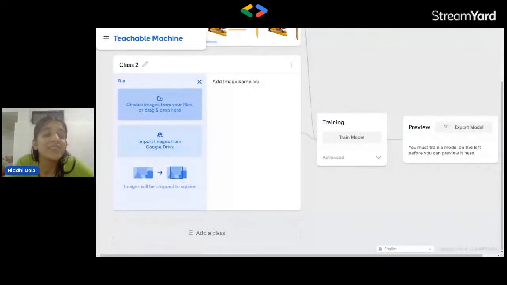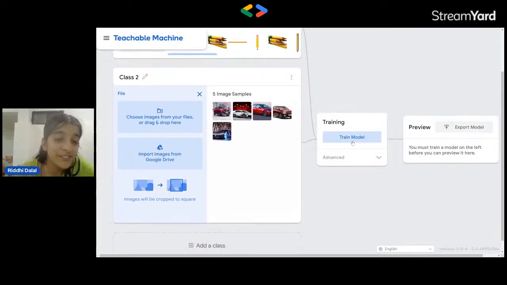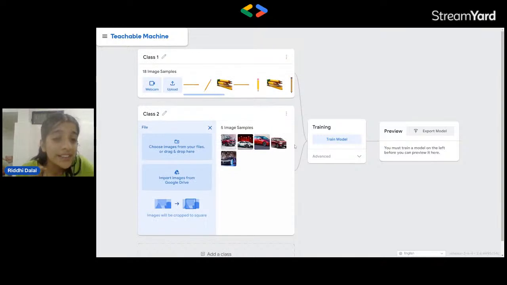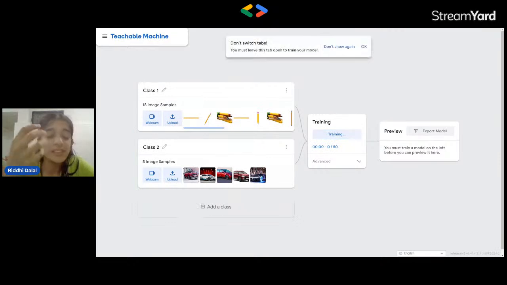What should we add here? Everyone likes a car, right? Let's add a car. Yes, we have uploaded 5 images of a car and 19 images of a pen. Now the system is going to study both of these. So let's start its training. This training process is basically the system learning from the data provided.